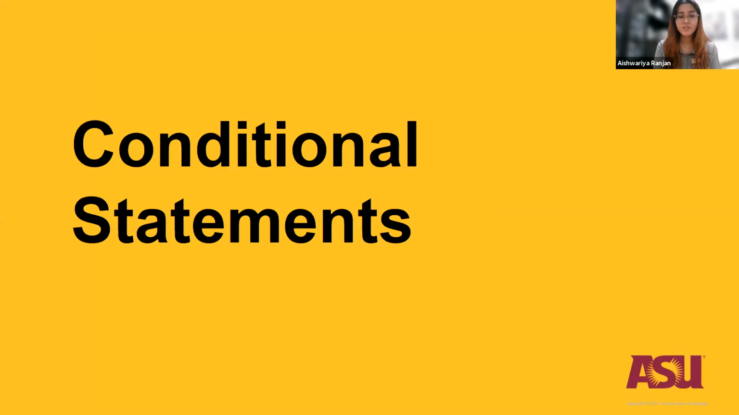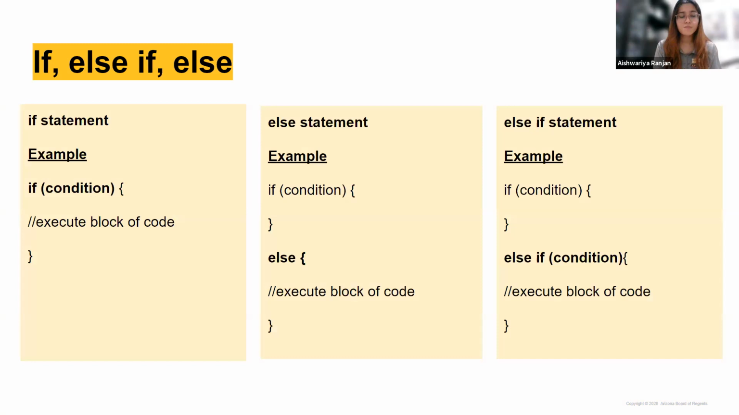Okay, conditional statements. So we have if statements, we have else statements, and we have else if statements. If you want to check a particular condition, suppose you want to check A greater than B, you would write if A greater than B, then do this code, and you would exit the code if that's all you need.